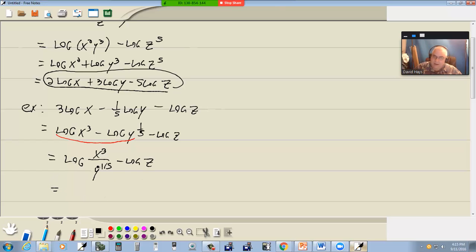And again, we have log of something minus log of something. So subtraction becomes division. Specifically, I'll put that z right next to the y to the 1/5. And that would be our answer.